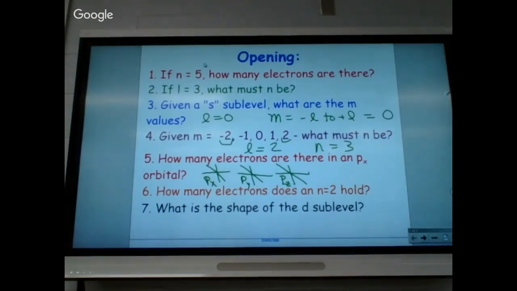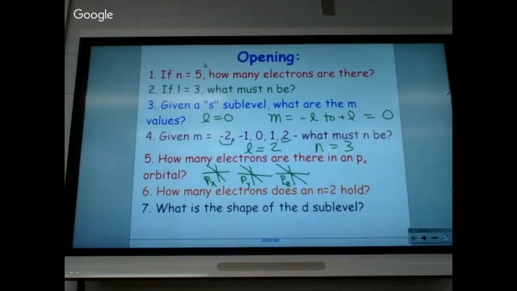You know the shortcut now, right? Okay. How many orbitals are there if n equals 2? 4. All right. If n equals 2, how many sublevels are there? 2. What are their names? 2s and 2p. How many orbitals could s have? 1. How many in p? 3. 1 plus 3 is 4. That's how you get it.